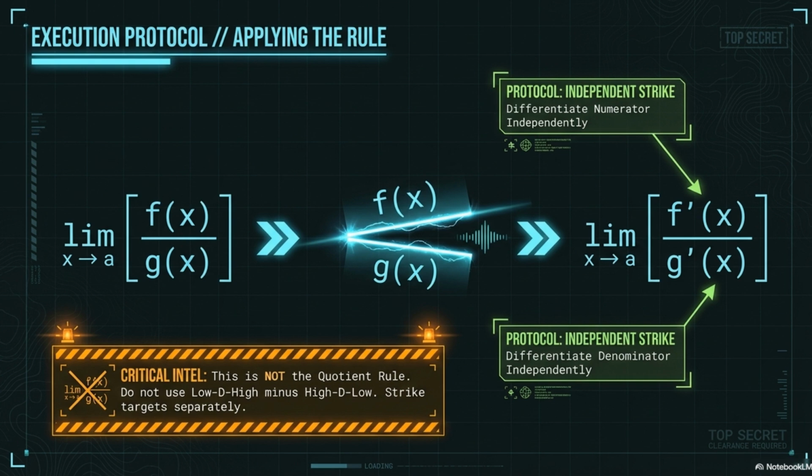You will apply an independent strike, differentiate the numerator independently, and differentiate the denominator independently. Critical intel: this is not the quotient rule. You must strike the top and bottom targets separately to find your limit.